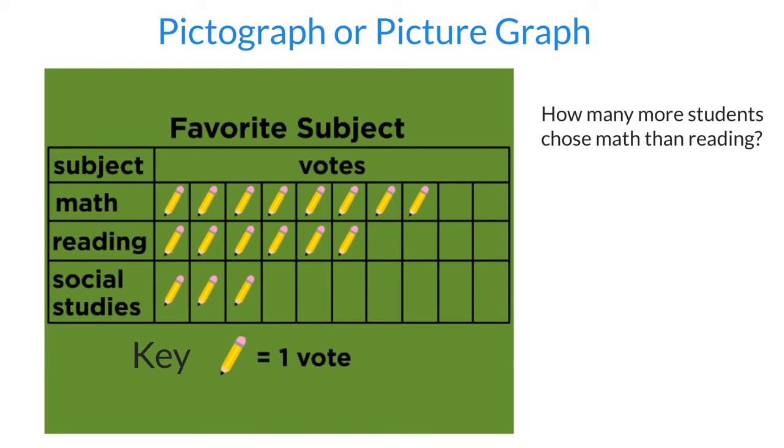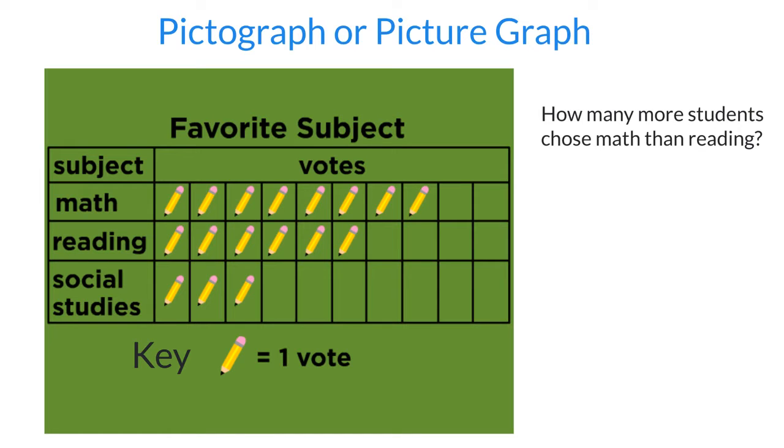We have 9.5 today, continuing with our graphing unit. And we're going to be looking at a different type of graph today. We've been working a lot with bar graphs. Today we're going to be working with pictographs, or you can call them picture graphs. It obviously gets this name because we're going to be using pictures to represent the votes.